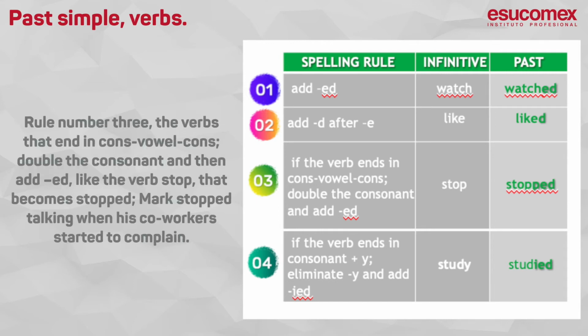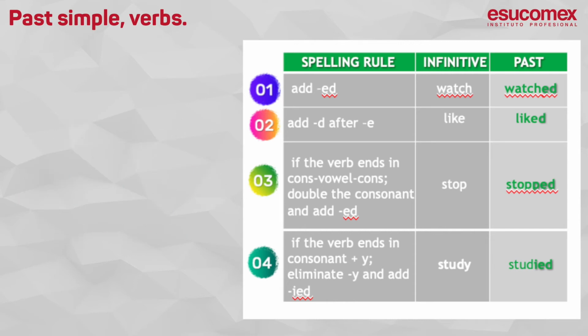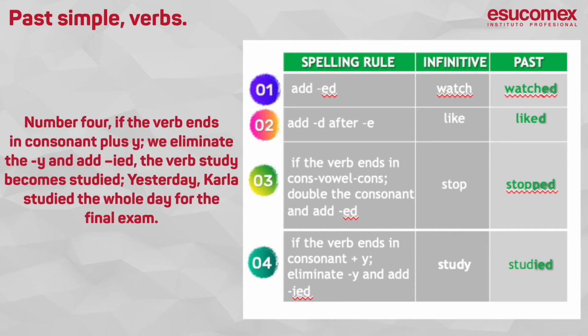Rule number 3. The verbs that end in consonant, vowel, consonant, double the consonant and then add ed, like the verb stop. That becomes stopped. Mark stopped talking when his co-workers started to complain. And finally, number 4. If the verb ends in consonant plus y, we eliminate the y and add ied. The verb study becomes studied. Yesterday, Carla studied the whole day for the final exam.